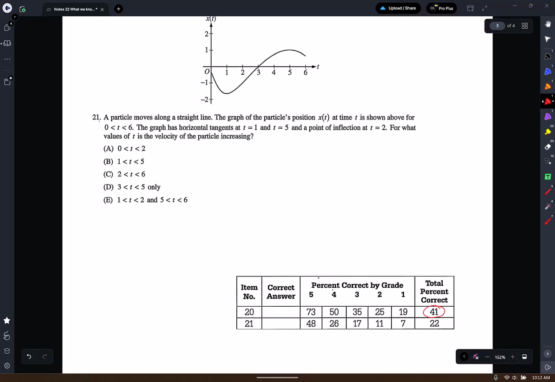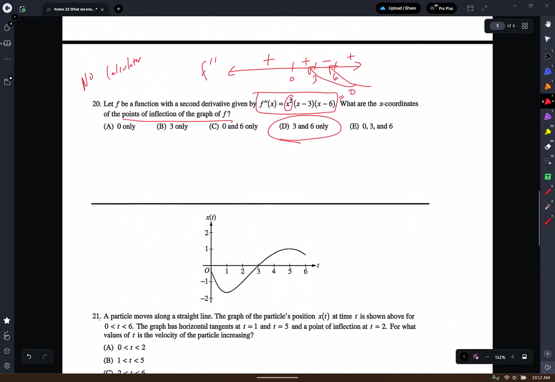Look at number 20. 73% of the fives got it right, so I would say that's pretty good. But look at the big drop off between the fives and the fours. Only half of the fours got it right. And look, the threes are barely surviving. So number 20 would be considered a hard one.